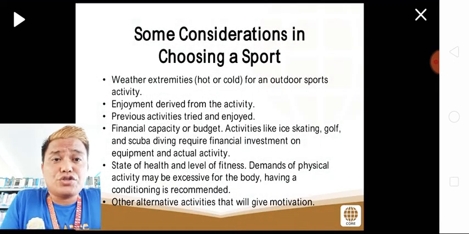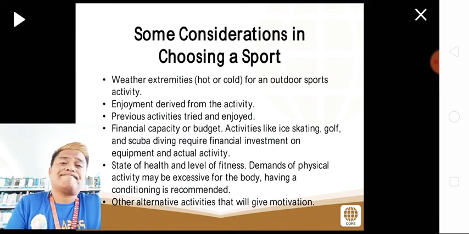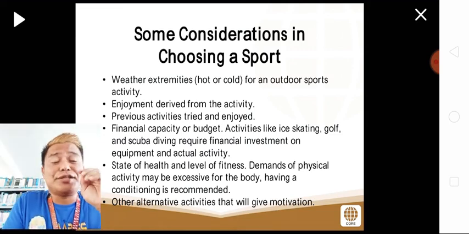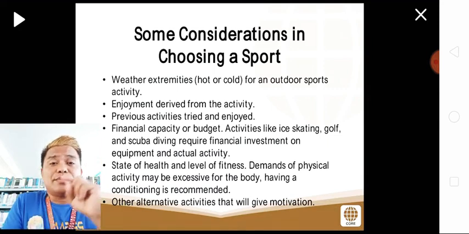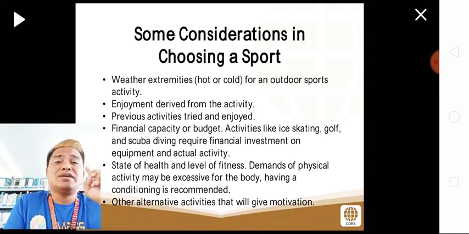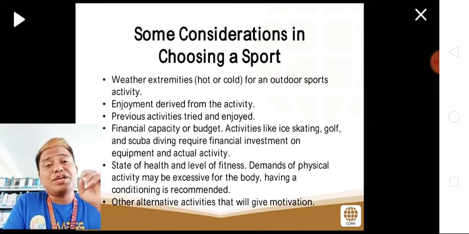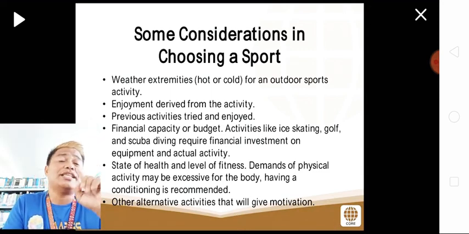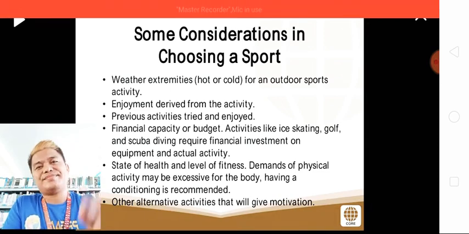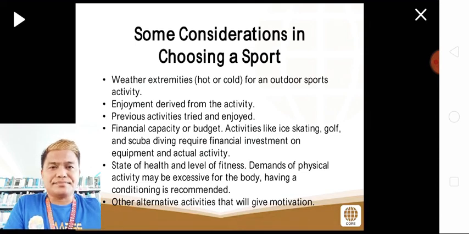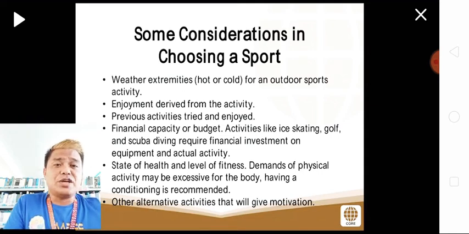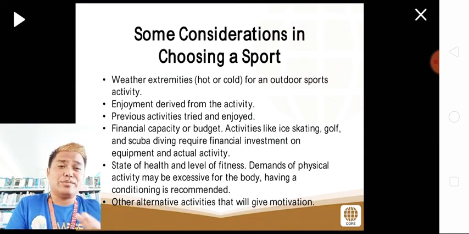So, those are the 5 steps in teaching tactical skills. Some considerations in choosing a sport. You should have considerations when you choose a sport. Number 1, weather extremities, hot or cold, or outdoor sports activities. Number 2, enjoyment derived from the activity. You should enjoy, just enjoy. That's the important thing. Next, previous activities tried and enjoyed. Next, financial capacity or budget. You should find out the budget, whether you can afford it.